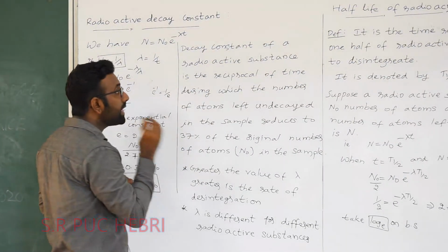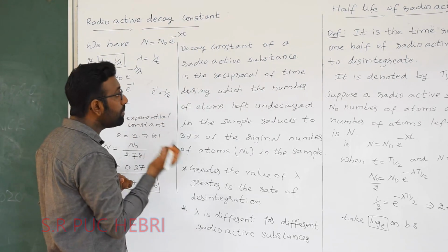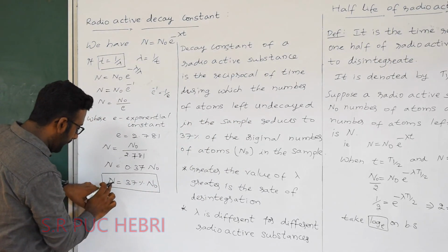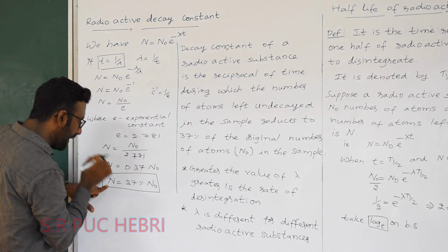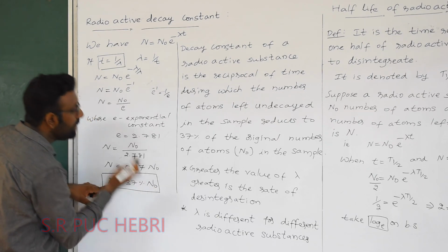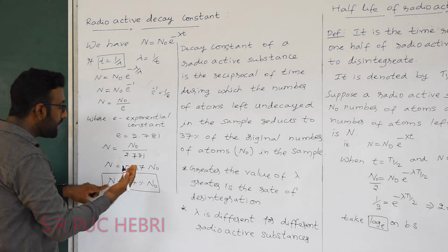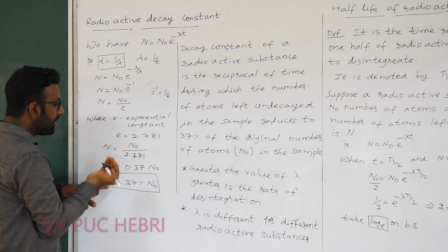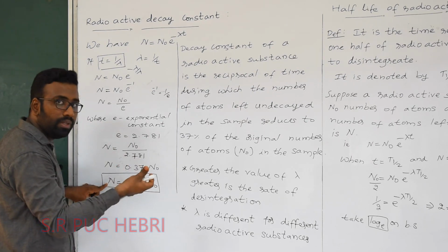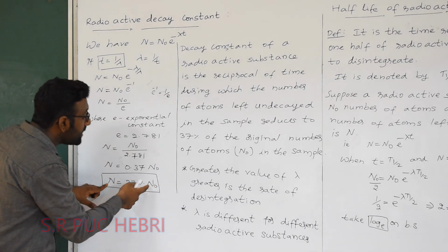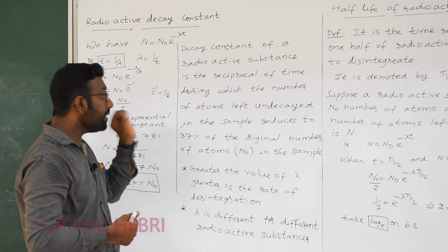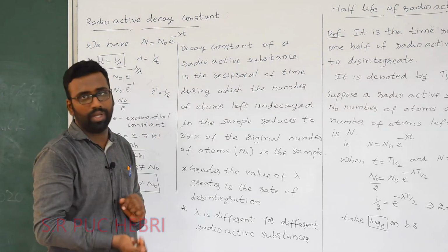So the decay constant of a radioactive substance is the reciprocal of time during which the number of atoms left in the radioactive substance reduces to 37% of the initial value. Okay, so during that time, that is decay constant, the reciprocal of time during which the number of radioactive atoms in the sample reduces to 37% of the original number. So you can remember this definition. It might be asked for 1 mark.